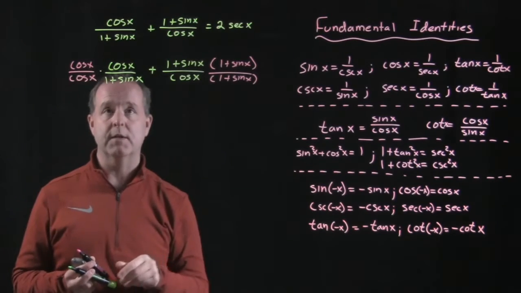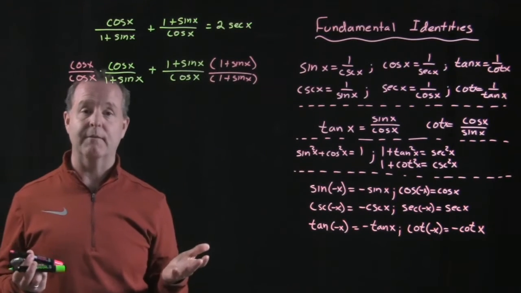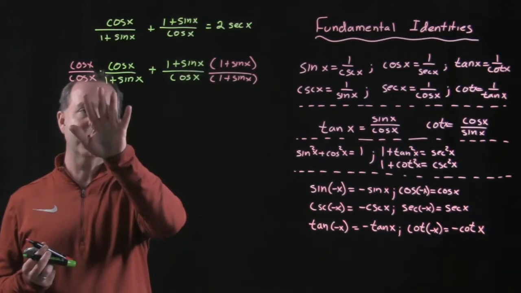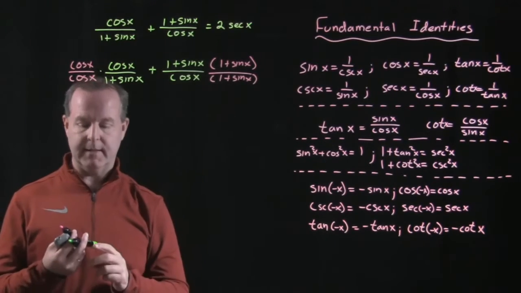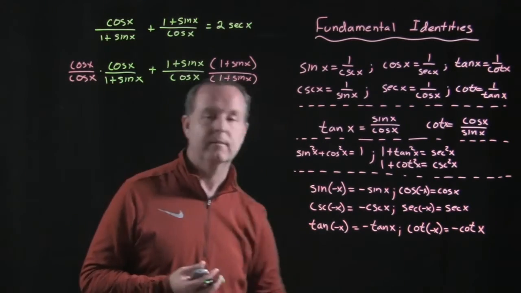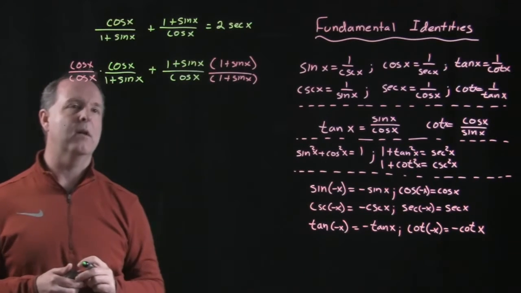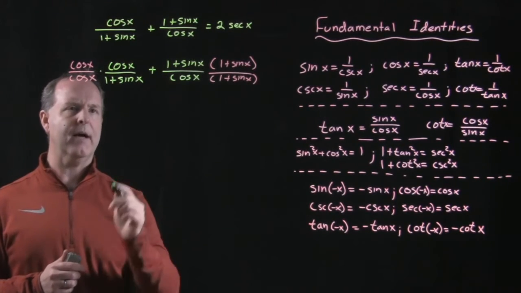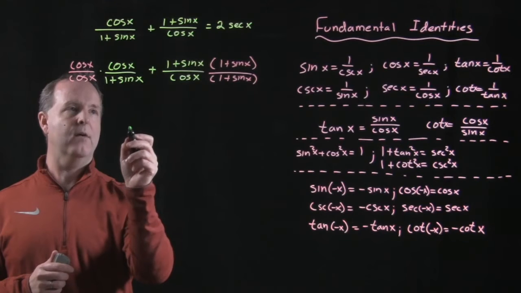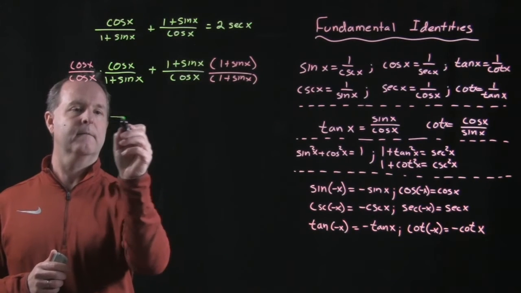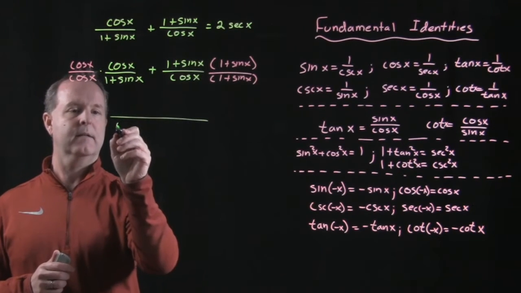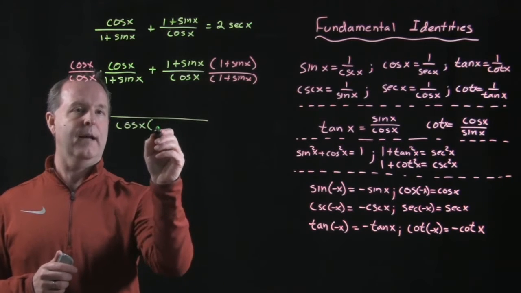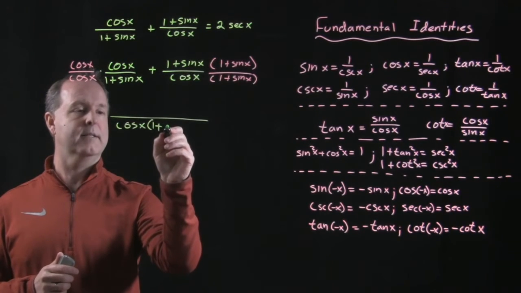Okay, all I've done so far is take both of those terms and multiply by a clever version of 1. The ones I chose will now get me over the same common denominator. And if I have a common denominator, then I can add them all up and keep them all together. So my common denominator now is cosine x times 1 plus sine x.